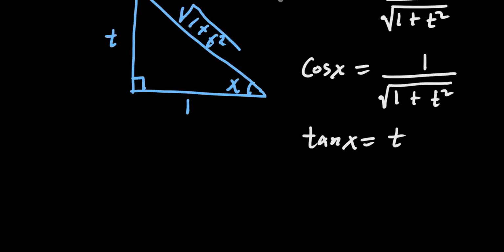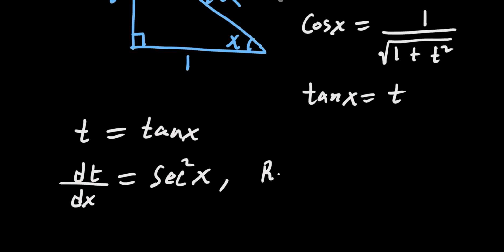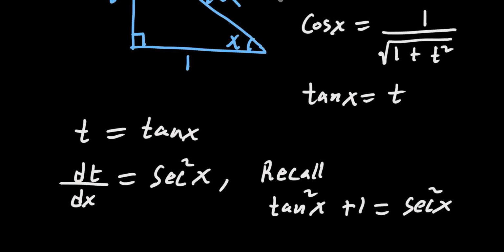So now we can simply take the derivative. T is equal to tan X. So let's take the derivative of T with respect to X. So dT over dX is equal to sec squared X. And recall that tan squared X plus 1 is equal to sec squared X.